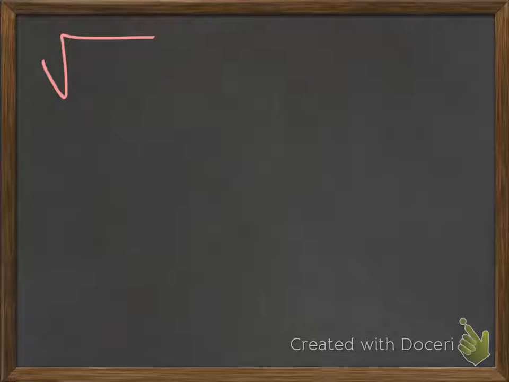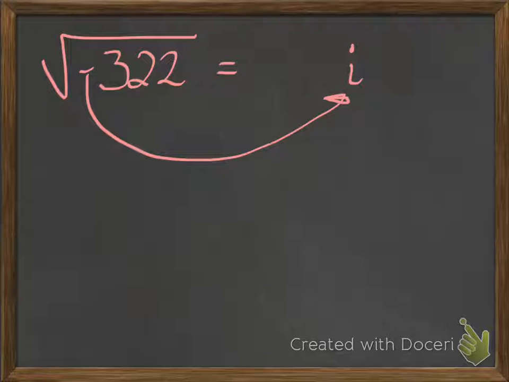So if I have the square root of a negative 322, I know there's going to be an i involved, because this negative is going to come out as i. How do I simplify that 322? What do we do? Divide by 2. So we're going to look and see what my factorization is. I'm going to divide by 2, and that gives me 161.